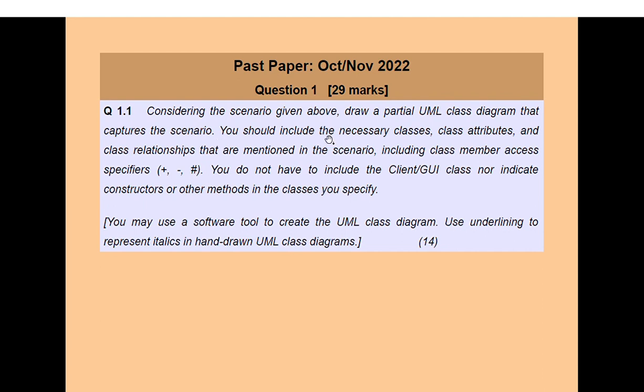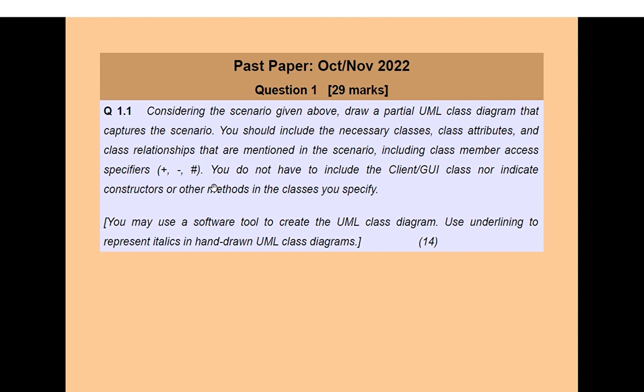Considering the scenario given above, draw a partial UML class diagram that captures the scenario. Note, you must read this very carefully. Notice it says partial UML class diagram, so you don't want to waste your time putting in detail that's not actually required. You should include the necessary classes, class attributes, and class relationships that are mentioned in the scenario, including class member access specifiers, that's public, private, or protected.